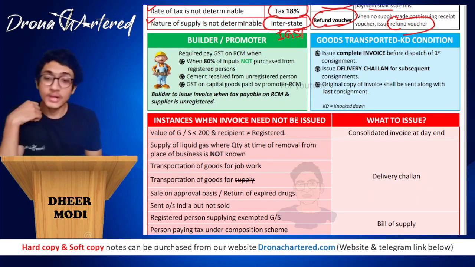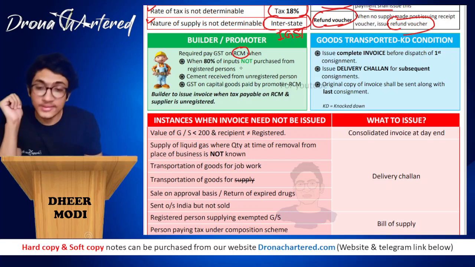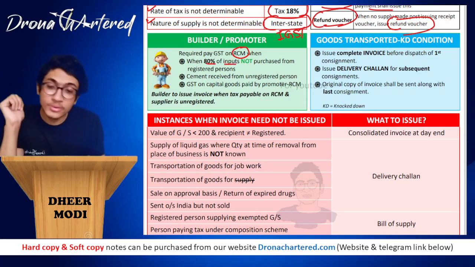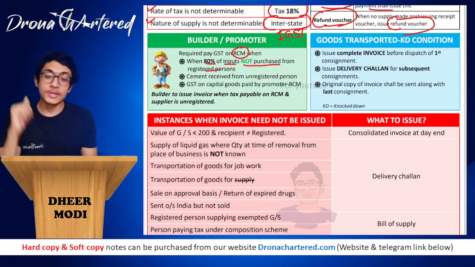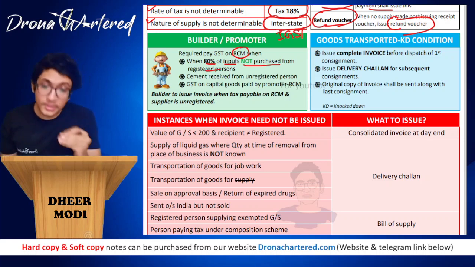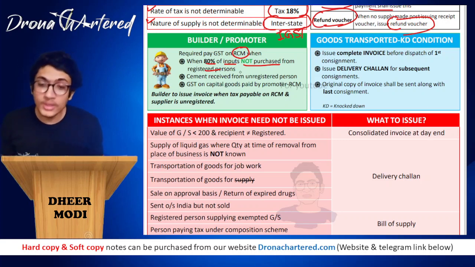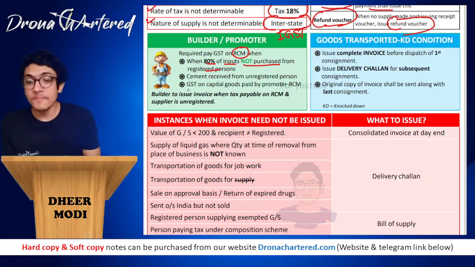Okay. Now next is your builder or promoter. So builders and promoters are required to pay GST on reverse charge mechanism when 80% of inputs that they use in construction are not purchased from registered persons. That means only and only if you purchase 80% of inputs from registered persons, you do not have to pay GST on RCM basis. It will be on forward charge mechanism. However, if you are not buying 80% of your inputs from registered persons, then in such a case, you have to pay GST on RCM basis.